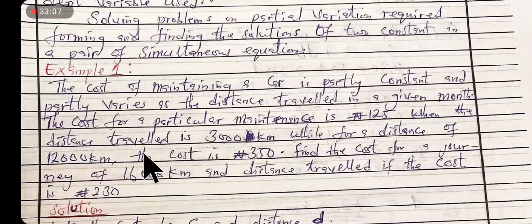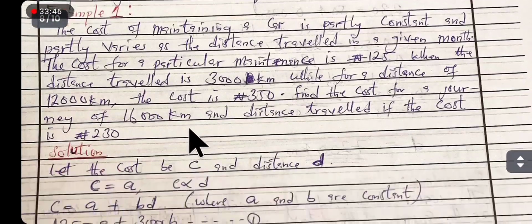The cost for a particular maintenance is 125 when the distance traveled is 3,000 kilometers, while for a distance of 12,000 kilometers, the cost is 350. These first values will help us to form the equation. Find the distance traveled if the cost is 230 naira. All right, now let's solve it.